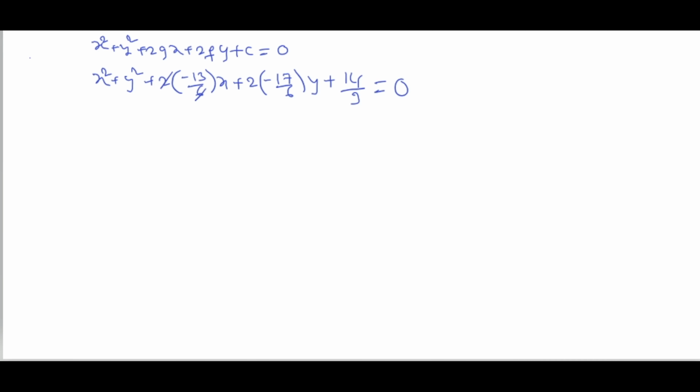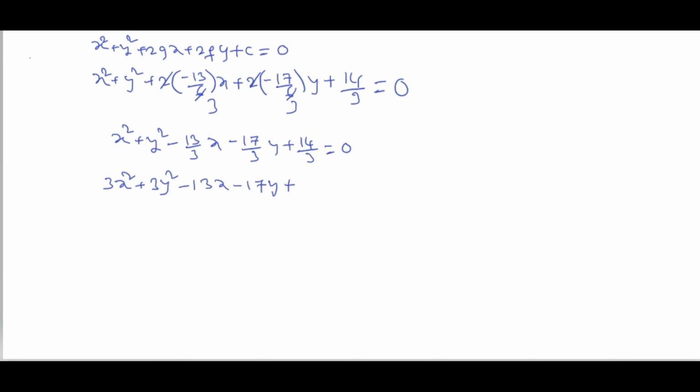So 2 3s cancel and 2 3s cancel, that is x square plus y square minus 13 by 3 into x minus 17 by 3 into y plus 14 by 3 is equal to 0. 3x square plus 3y square minus 13x minus 17y plus 14 is equal to 0. So given points are concyclic.